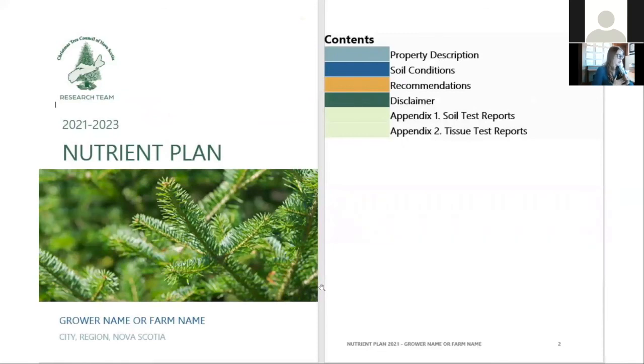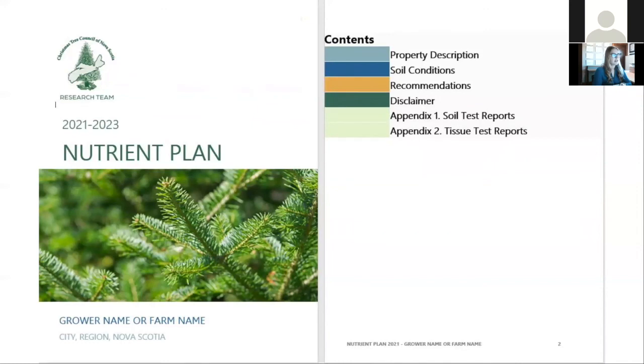So the last thing I wanted to touch on, that whole discussion that I just worked you through, is the thought process that we take when we put together a nutrient plan for a Christmas tree grower. So this is the cover page of what our plan actually looked like when we sent it out. This is just our standard template, so it's nobody's in particular.